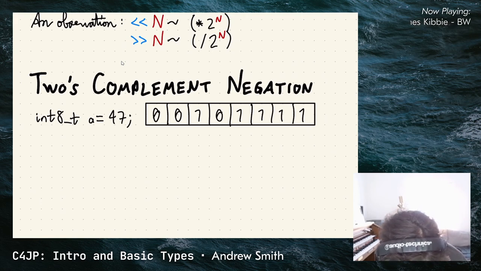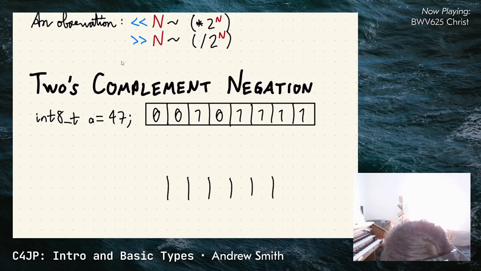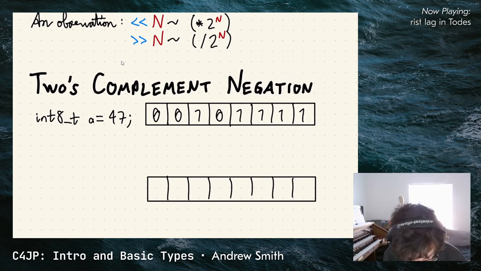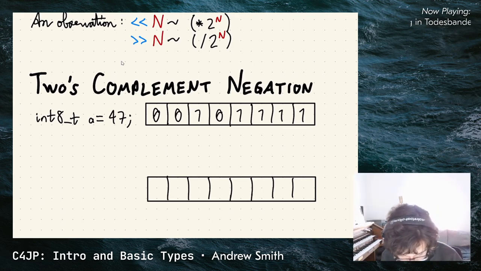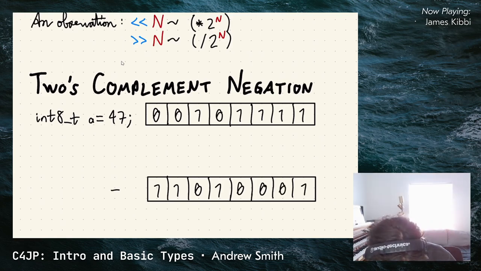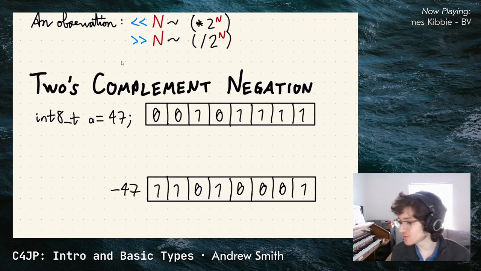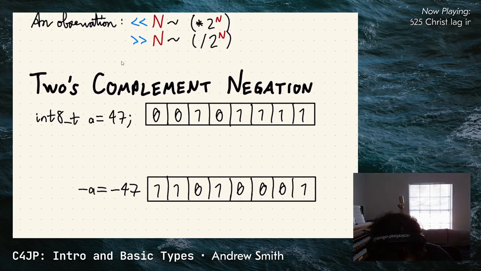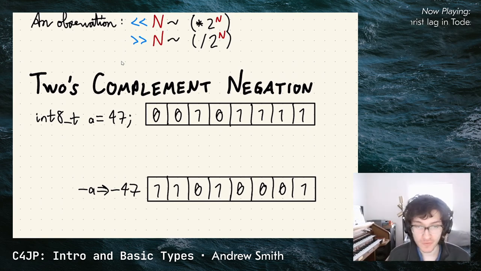So our result, let's put it down here. If we're trying to write negative 47 in 2's complement, then that's going to be, as we said earlier, 1, 1, 0, 1, 0, 0, 0, 1. Now, in order to get from our positive value to our negative value, we can do this through a series of very, very simple bitwise manipulations.